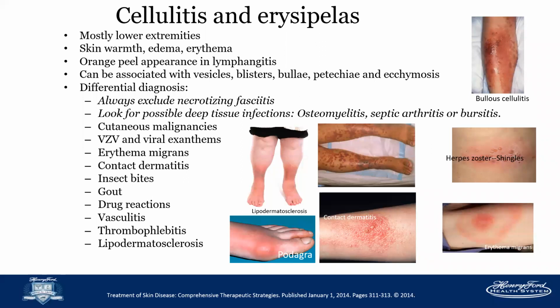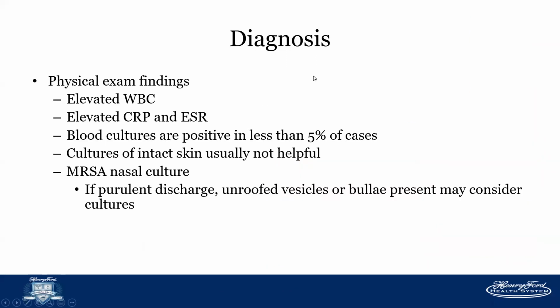Also, when you're evaluating these patients, you should look and see if there's any associated septic arthritis of the joint, or bursitis, or osteomyelitis if it's an open wound. So when talking about diagnosis, it is mainly based on history and physical examination. Sometimes you can see elevated white blood cell count in these patients. Sometimes the CRP and ESR may be elevated.